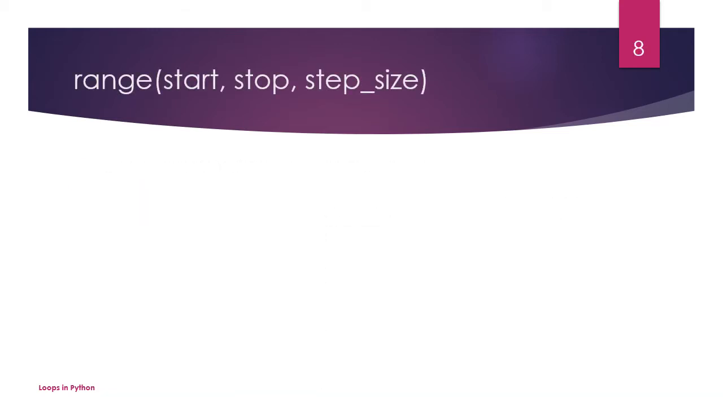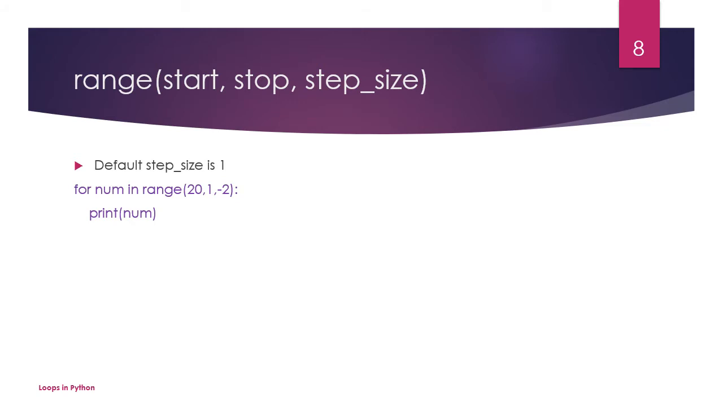Range can be used with 3 parameters. We can specify a start range, a stop range and step size. Step size is by default 1. We can increase step size to 2, 3, 4 and we can also use a negative step. In this example I am showing the use of a negative step where the start range is 20 and the stop range is 1. The stop range will always be excluded and step size is -2.